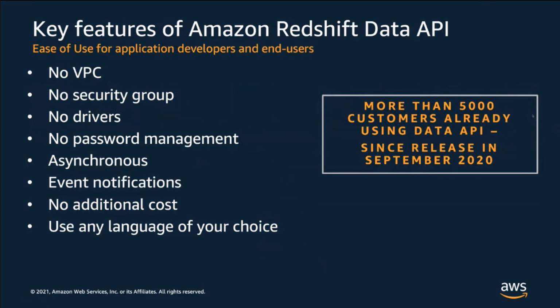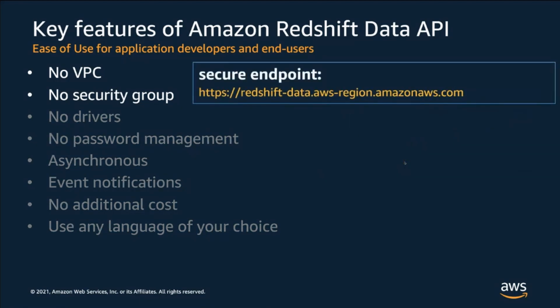Here are some key features which make customers love Data API. We launched Data API last year in September, and more than 5,000 of our customers are already using it for a variety of their use cases. First of all, Data API doesn't need a persistent connection with Redshift. Instead, it provides a secure HTTP endpoint that you can use to run your SQL statements. Therefore, there is no need to manage or set up VPC, security group, and related infrastructure to access Redshift with Data API.